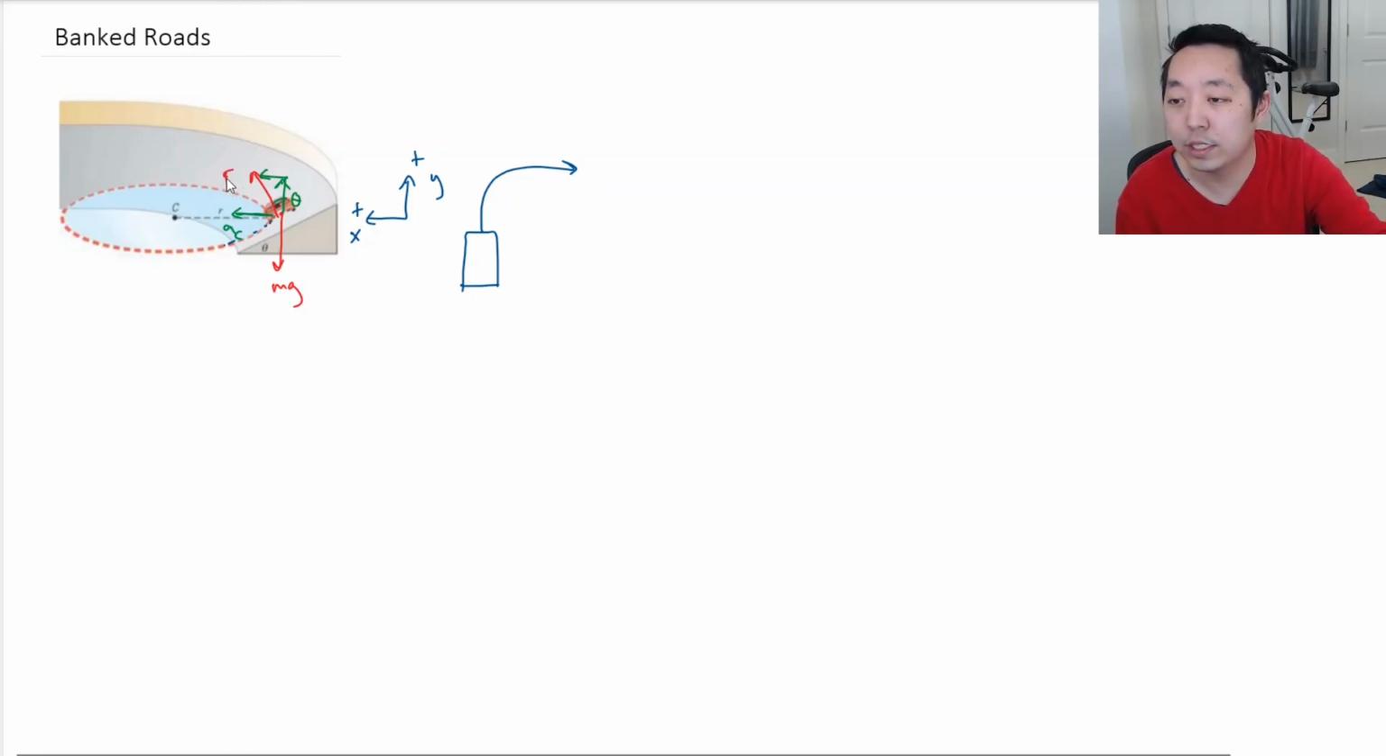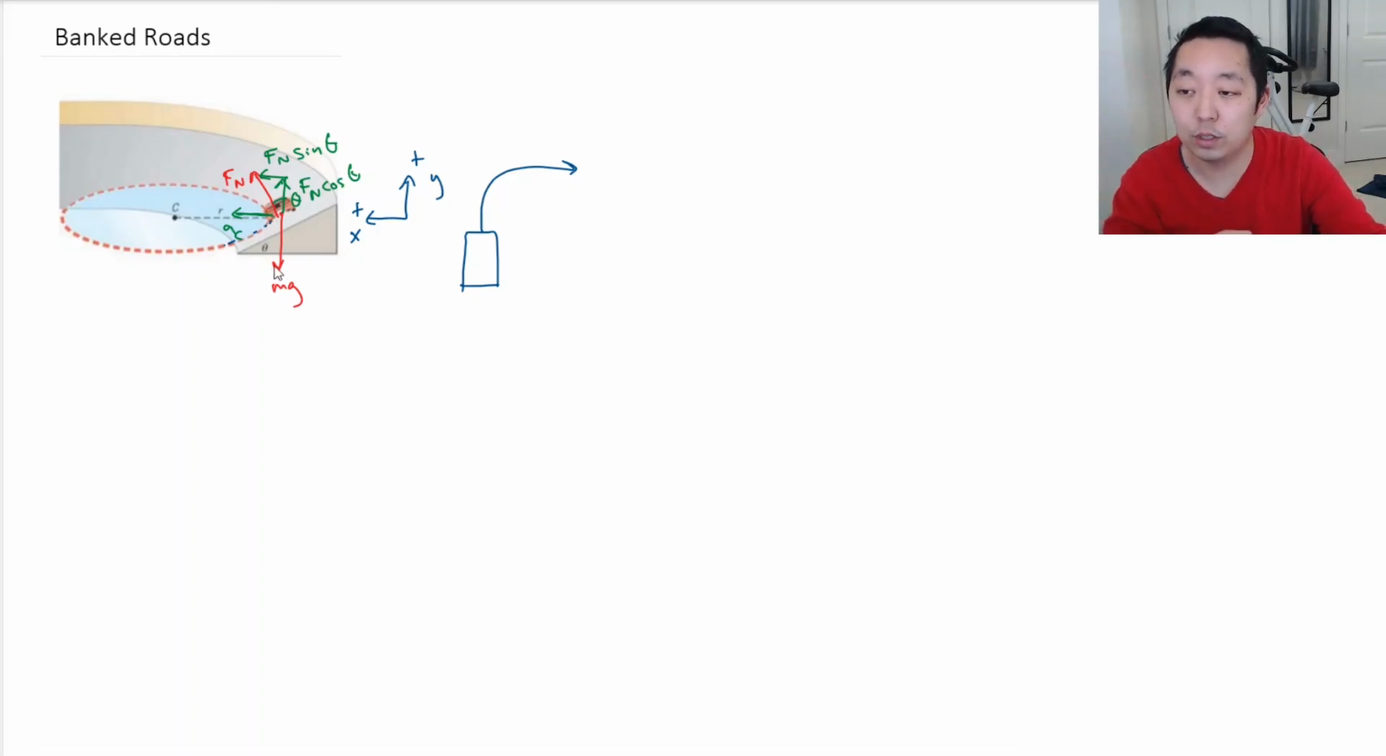So here, what are my component forces? This force here is Fn. The horizontal component is going to be Fn sine theta, and the vertical component is going to be Fn cosine theta, because this angle is theta, so the adjacent side is cosine, the opposite side is sine. And there's no acceleration in the vertical direction, right? Because the acceleration is all horizontal. So in the y direction, we'll find that mg is equal to Fn cosine theta.